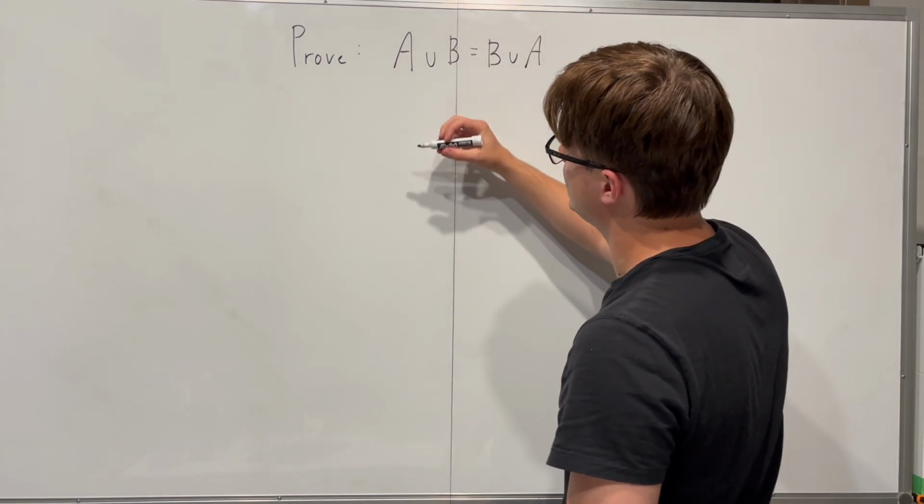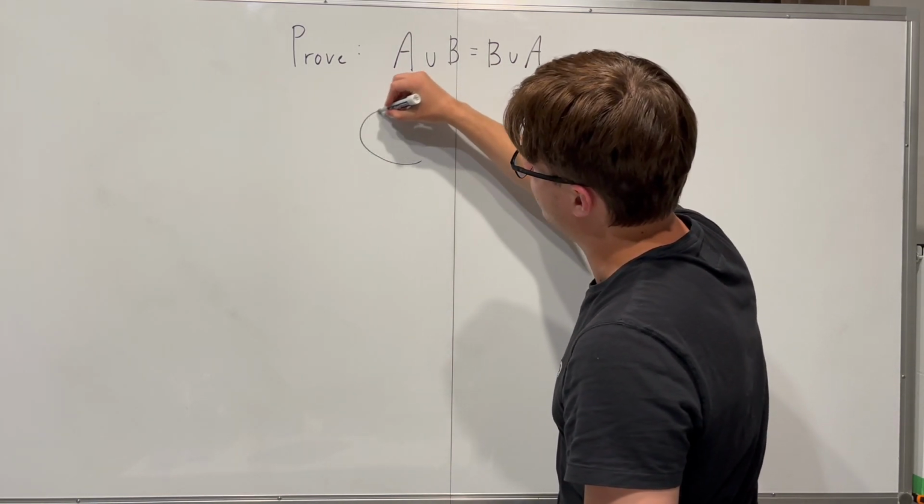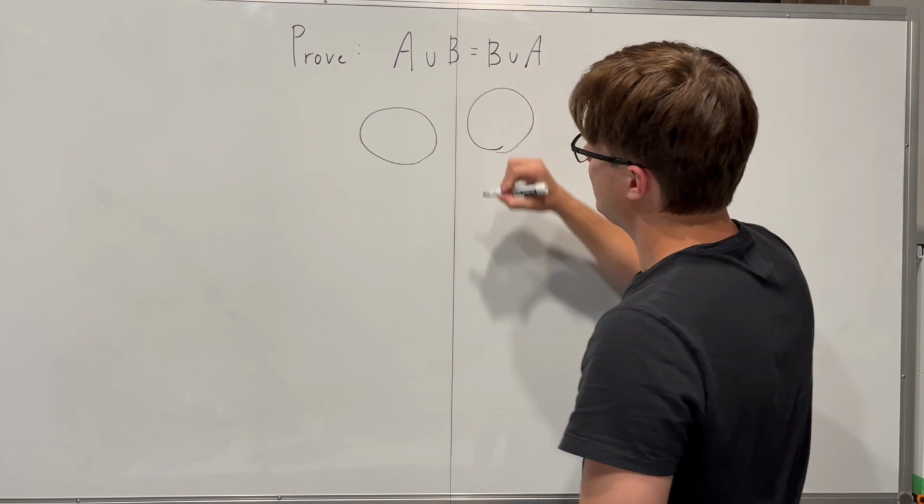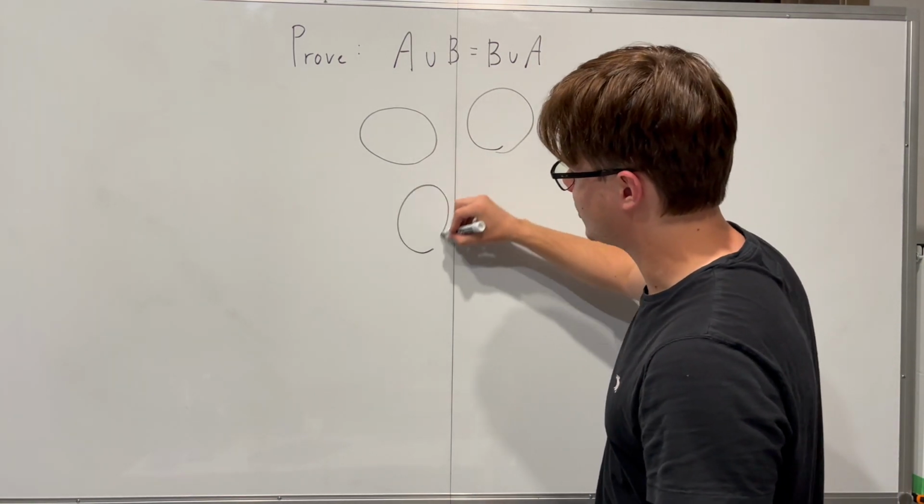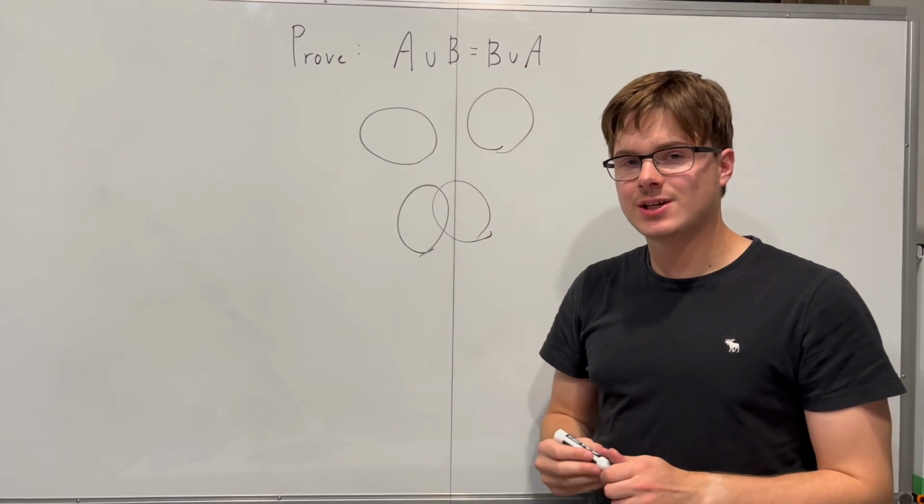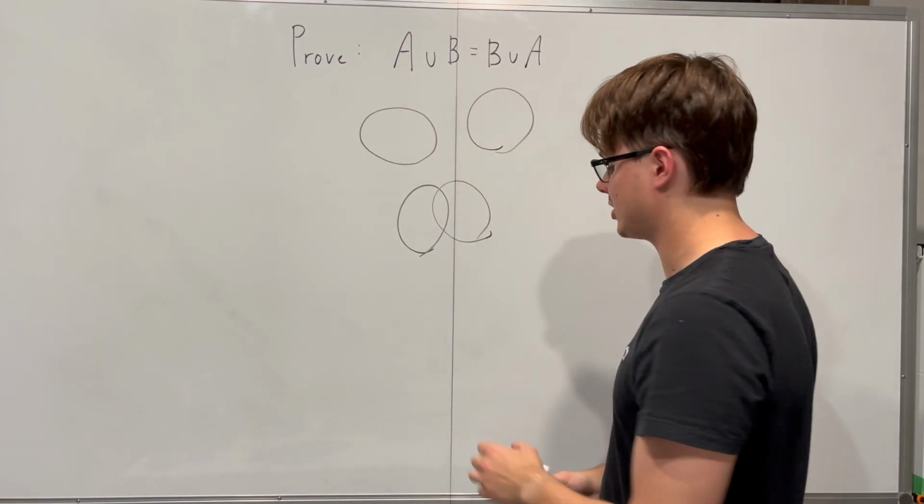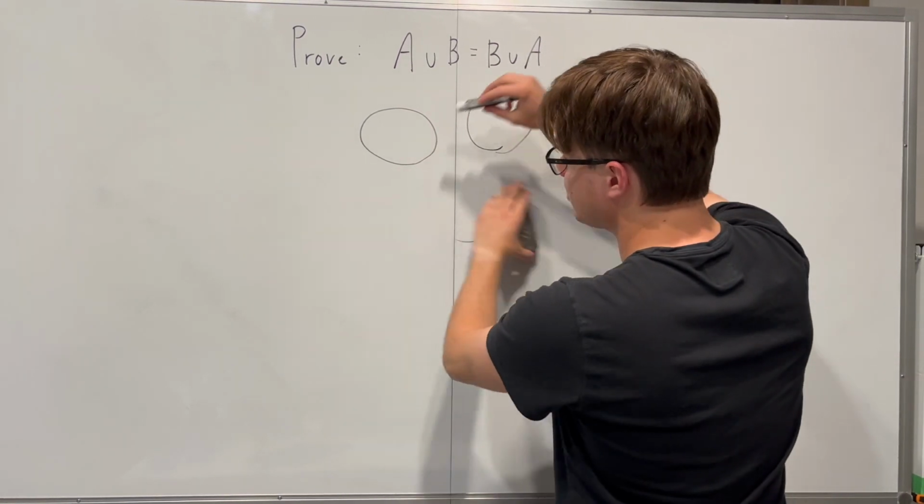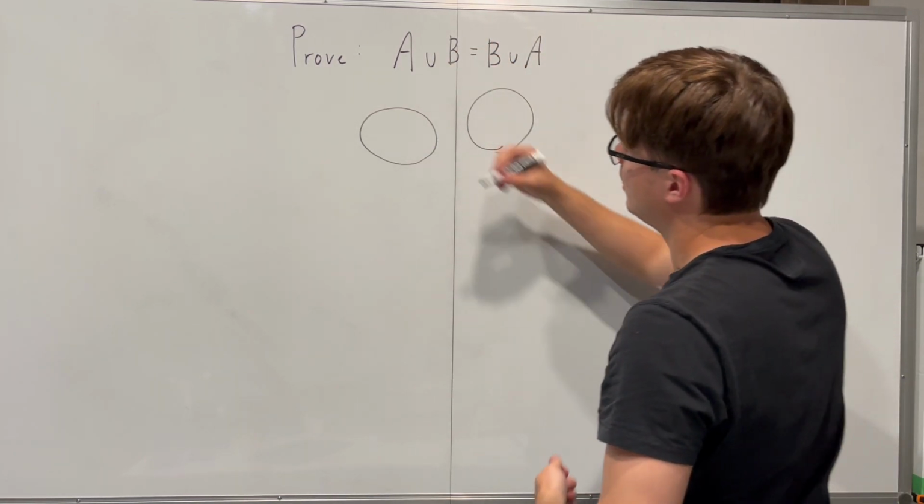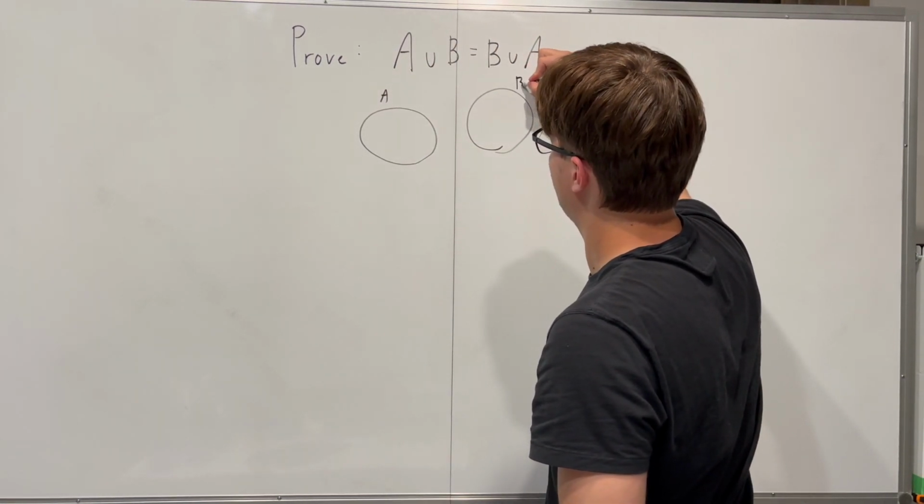So let's draw our two sets A and B. Let's draw them like this. People first have the instinct to draw them intersecting, but that could be a mistake because sometimes you can miss the example where maybe they don't share any elements. So let's first focus on the simplest case, which is when A and B are very much distinct. They don't share any elements.